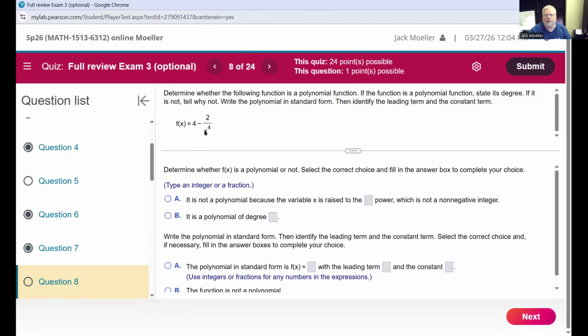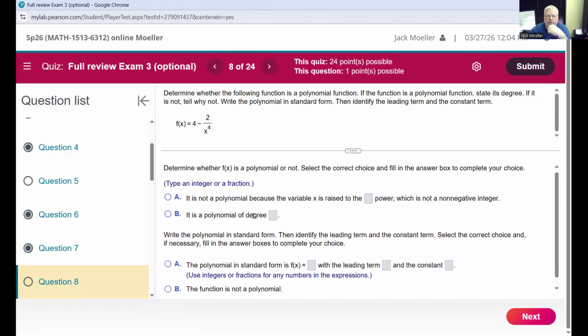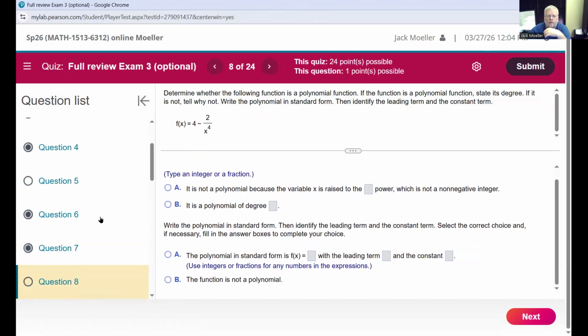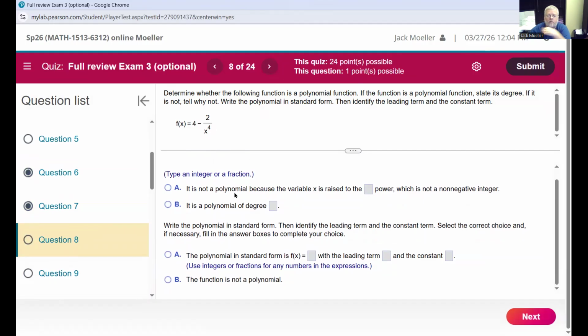So like again here, is this a polynomial function? No, because we're dividing by x. And again, this is one I took off because it wants to know the power. The way they word this is poorly worded. So I found a more basic version of this question for the test.